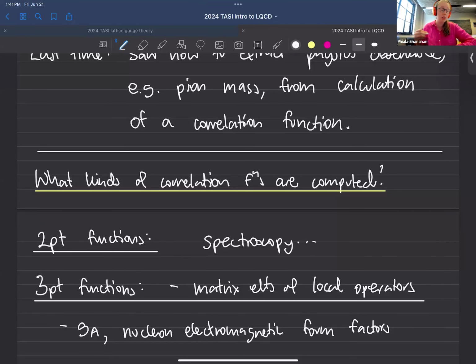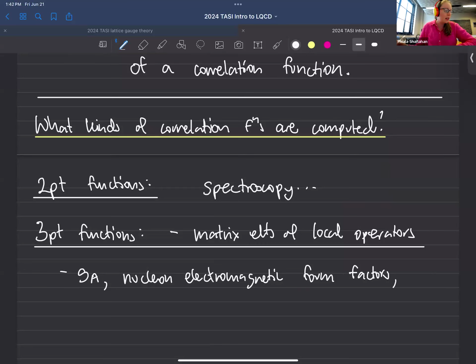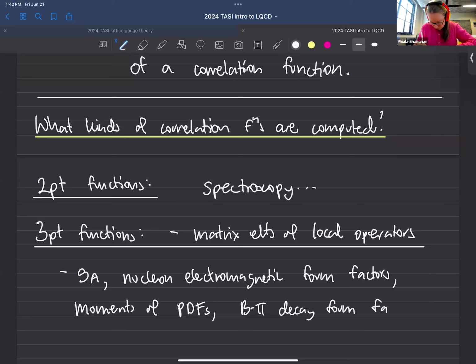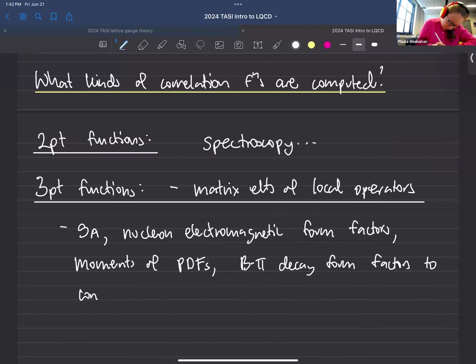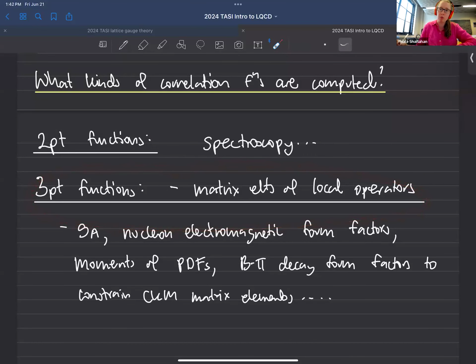So these are called 3-point correlation functions, of course, because you have 3 points of interest. You have the source, then you insert an operator at some intermediate Euclidean time, then you annihilate at the sink, as well as electromagnetic form factors if you want things like moments of parton distribution functions. You might want things like beta pi decay form factors to constrain CKM matrix elements. And so on. So essentially, if you can write it as a matrix element of a local operator, then there's a good chance you can extract it using a calculation of a 3-point function.